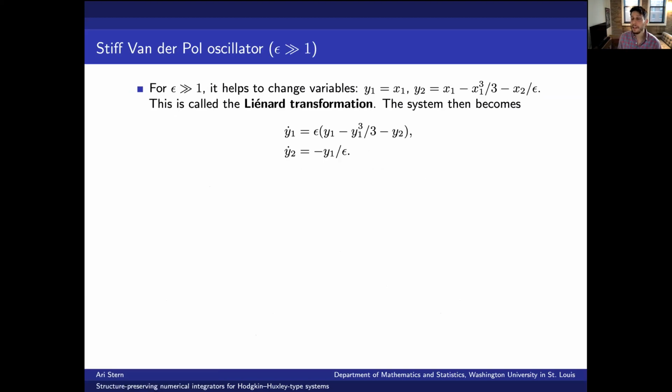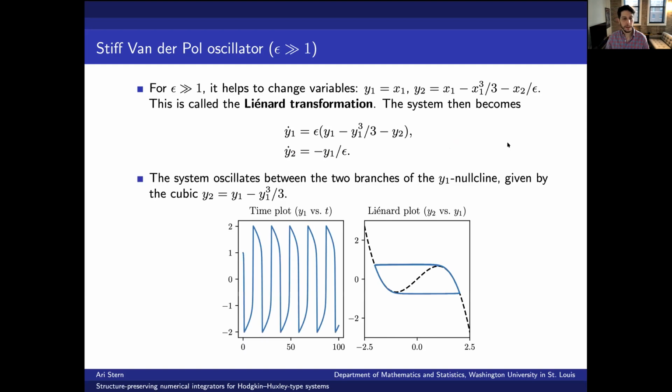So when epsilon is much greater than 1, so when epsilon is large, there's also a similar limit cycle spiking type behavior, but it's not as well described by this method of averaging. We can change variables using this thing called the Liénard transformation, which I'm calling y1, y2 instead of x1, x2. In terms of these variables, this is more closely related to how the Fitzhugh-Nagumo model is typically written.